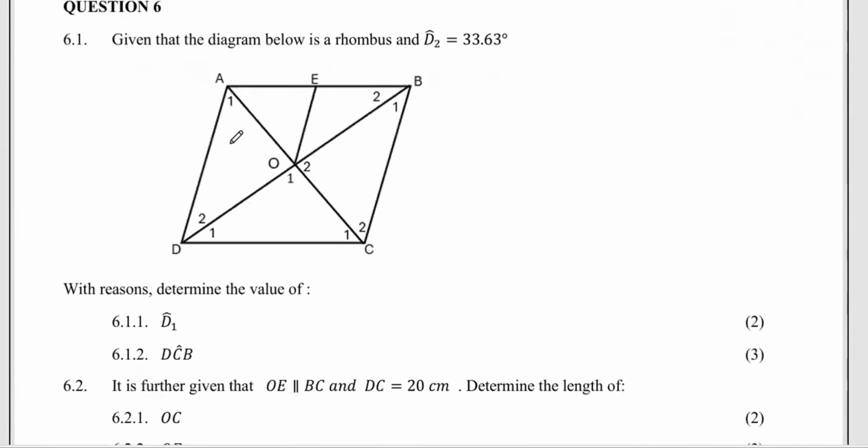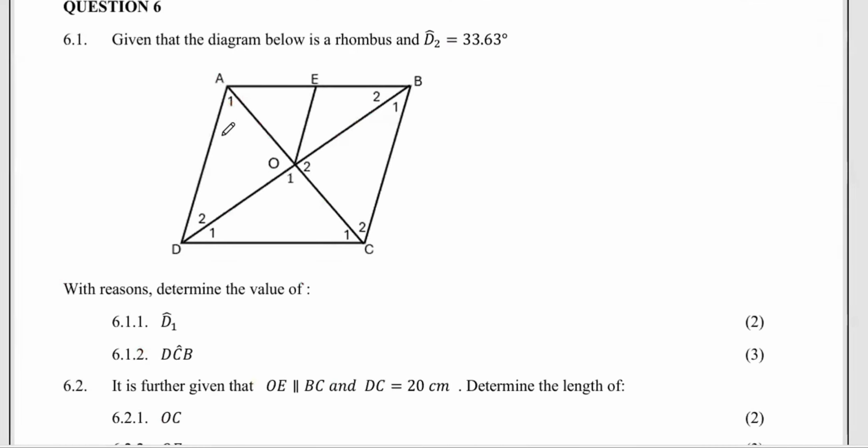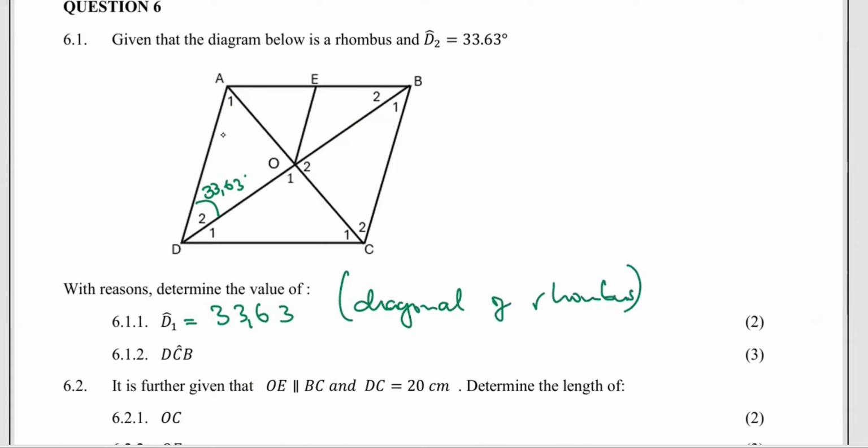Okay, question number 6, which is the last question. They're telling us that given the diagram below, we have a rhombus, D2 is 33,63. Then with reasons, can we determine the value of D1? So D1 must also be 33,63. Reason is diagonals of a rhombus, because the diagonals do bisect these angles. So it's 33,63.